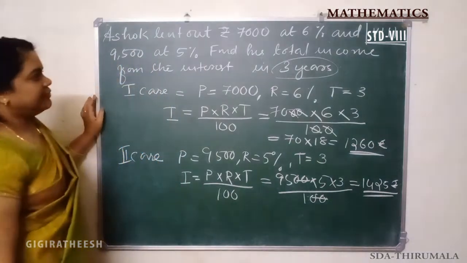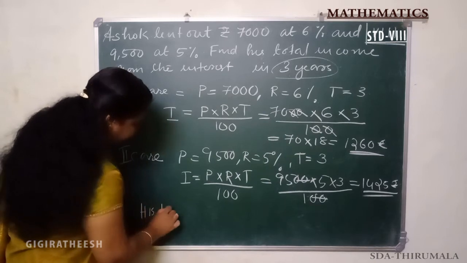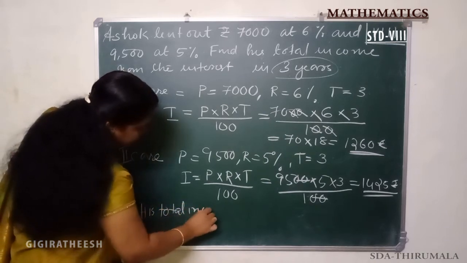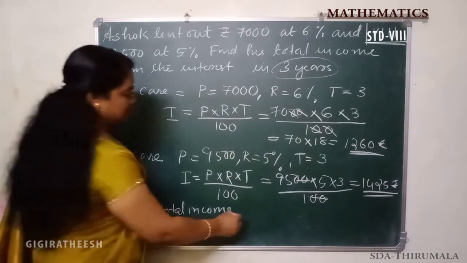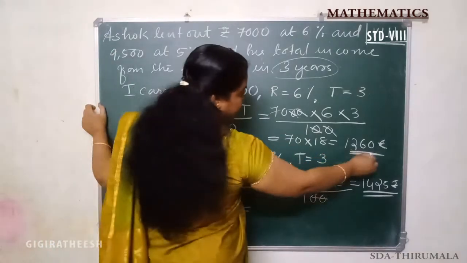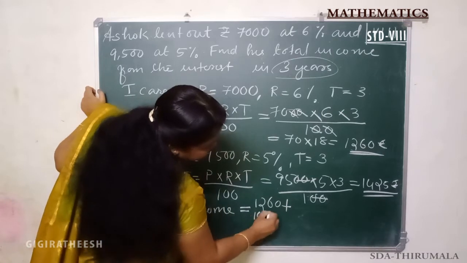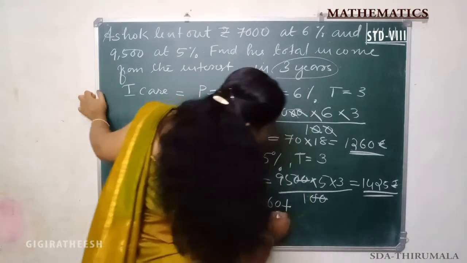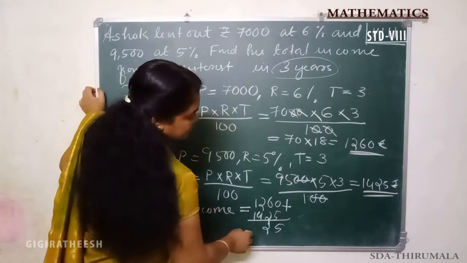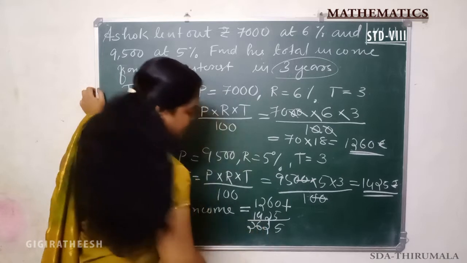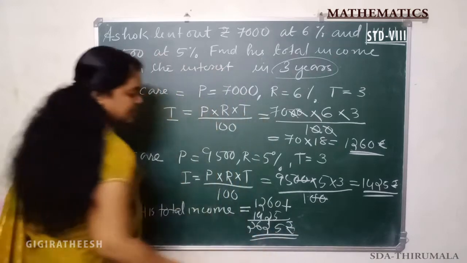And find the total income. His total income from the interest is equal to adding these two interests, that is 1,260 plus 1,425. Adding this we get 2,625 rupees. This is the interest in 3 years.